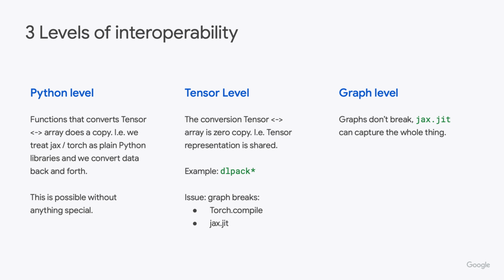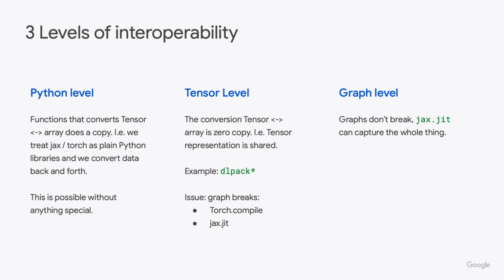So the next level of interoperability is tensor level, right? Suppose torch tensor and JAX array use the same underlying memory representation, then you can do the interop without copying the data. For example, if you do DLPack on CUDA, so torch tensor on CUDA and JAX array on CUDA, you will be able to convert them without copying the main data. Of course, you still have to copy the metadata, so there's still a little bit of overhead. So that's nice, but there's still issues, and the main issue is the graph break.